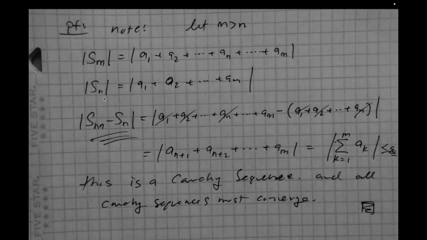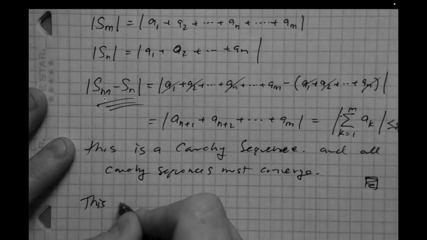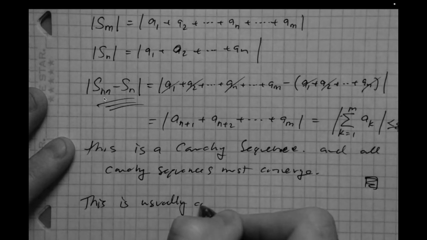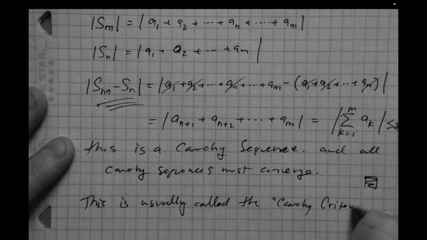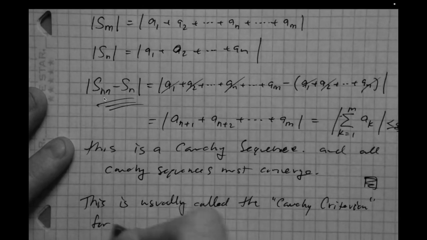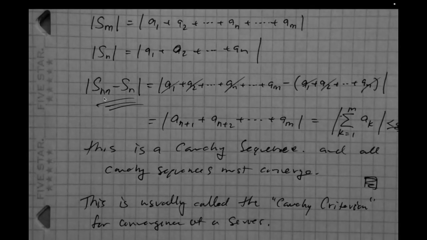Now, because of the way this proof works, specifically the way that it references a Cauchy sequence, this is usually called the Cauchy criterion for convergence of a series. Specifically because, implicitly, you're building out a Cauchy sequence. You're finding terms and showing that they must be Cauchy.